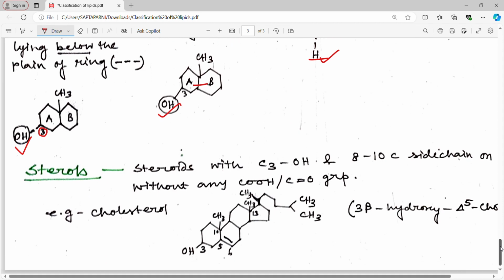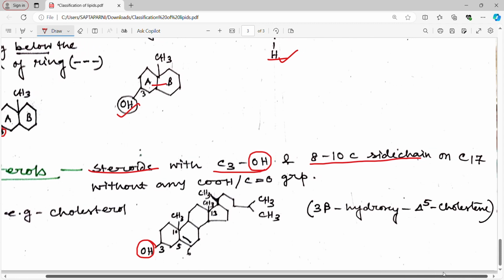Sterols are actually steroids with some modifications. What are those modifications? In sterols, there will obviously be an OH group at the 3rd carbon, and along with that a side chain containing 8 to 10 carbons will be there on the 17th carbon. See here, this is the 17th carbon, and here you can see there is a side chain of 8 carbons.